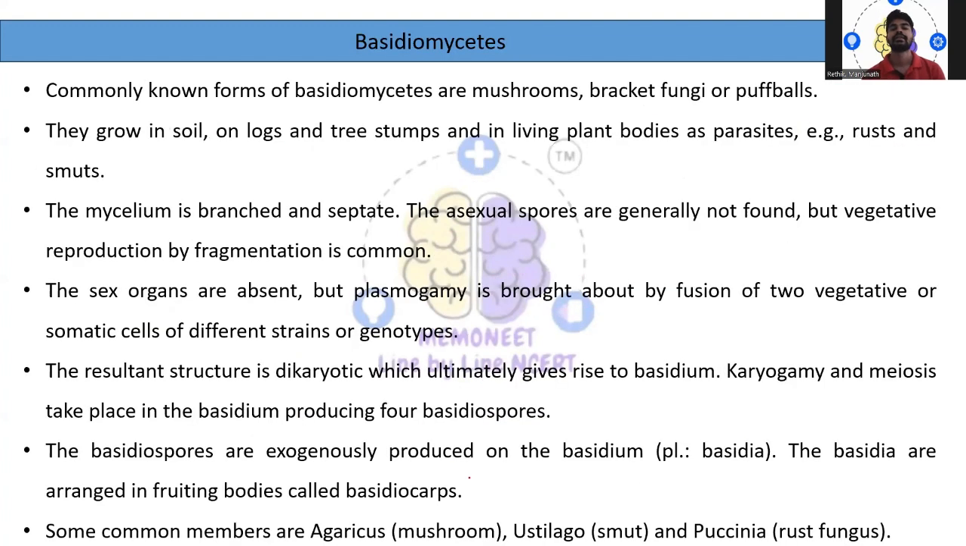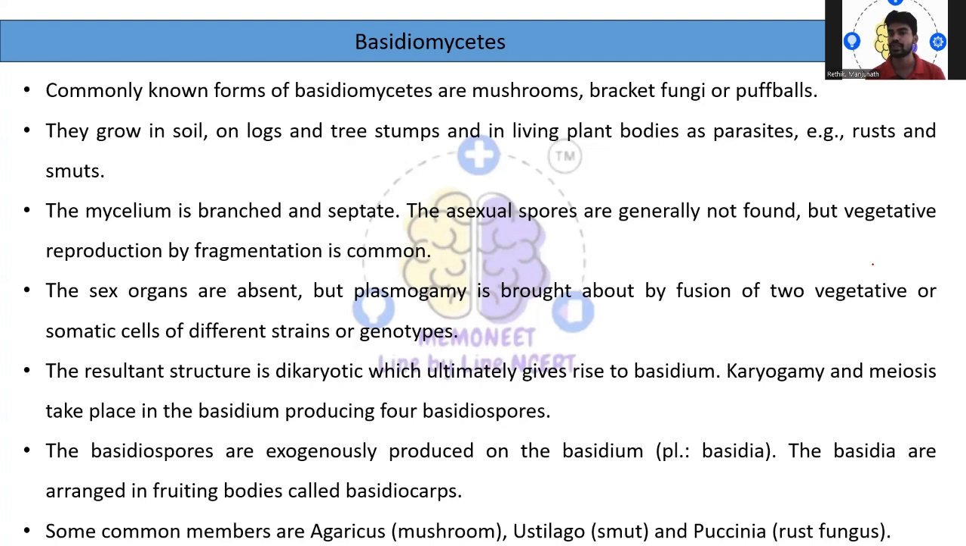Okay. Then we have basidiomycetes. Coming to the basidiomycetes, they are commonly called mushrooms, and bracket fungi and puffballs all come under the basidiomycetes. They normally grow in soil, on logs and tree trunks. You can also see them growing on living plant bodies as parasites. Some examples are rusts as well as smuts. Then the mycelium is branched and septate.